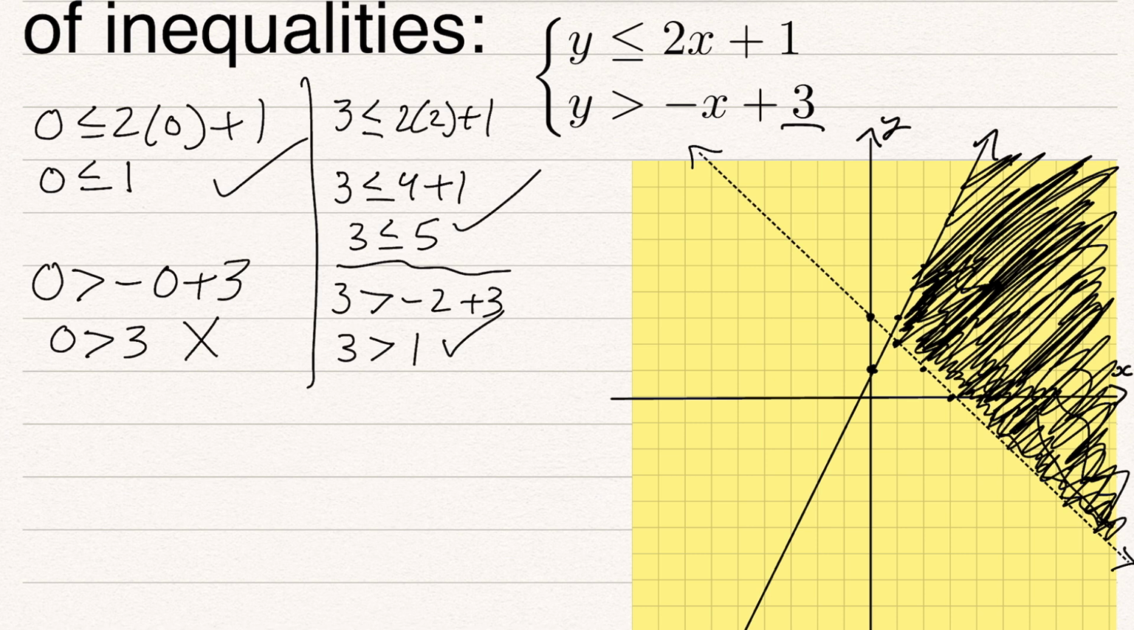You can check points in the other 2 regions, and you will find that if you pick points here or here, they would not be solutions to this system of inequalities.